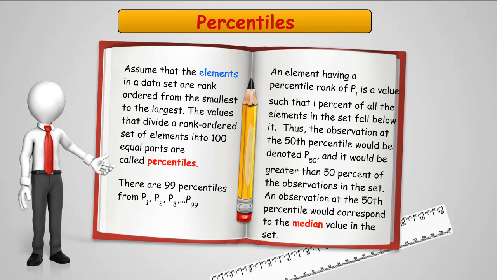Percentiles are very straightforward. If all of the elements in the data set are ranked and ordered from smallest to largest, the values that divide those ranks are called percentiles. There are 99 percentiles. So when you look at percentile 1, P1, what you're saying is 1% of the values of the data set fall below it, 99% fall above it. And P2 is 98% fall above it, 2% fall below it, and so on.